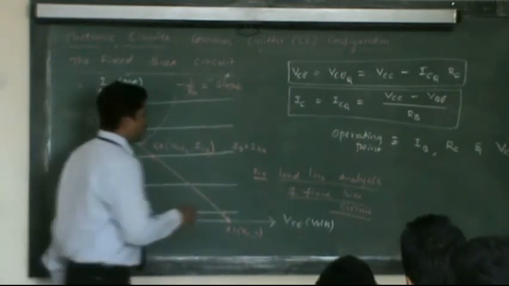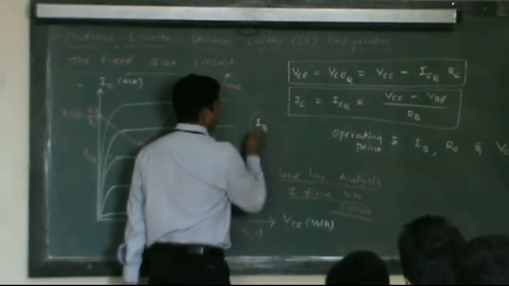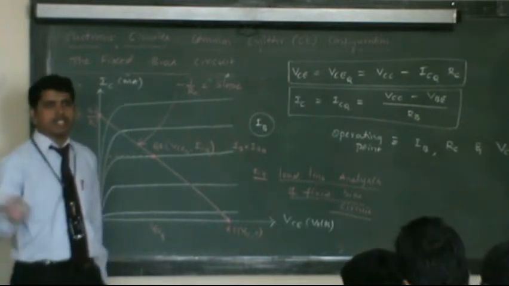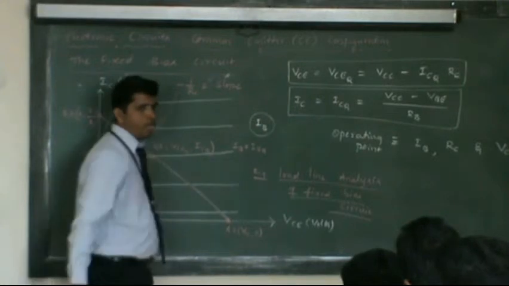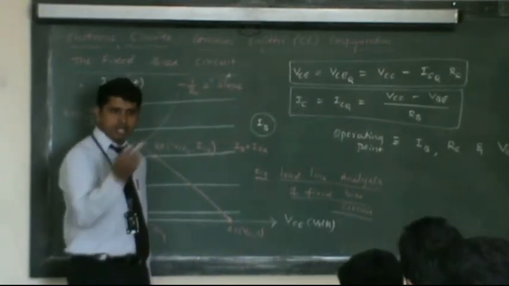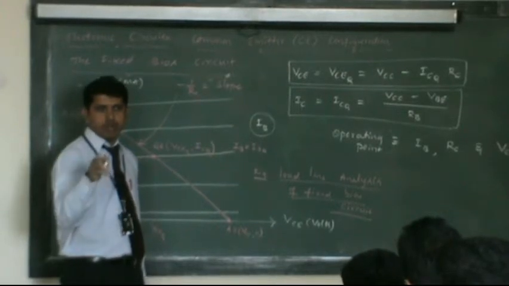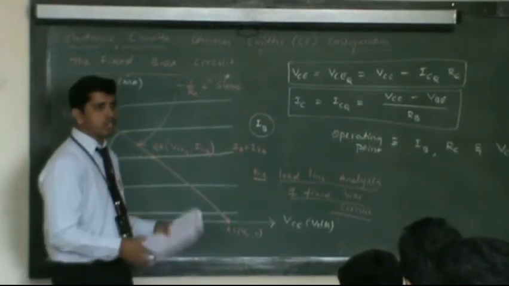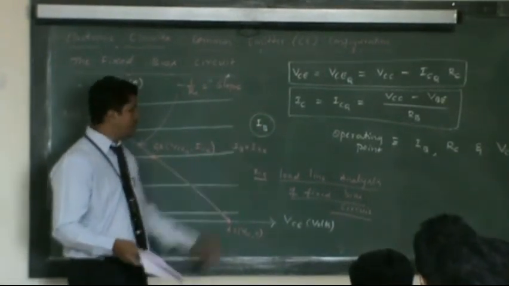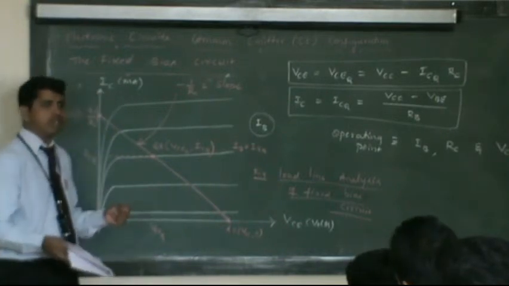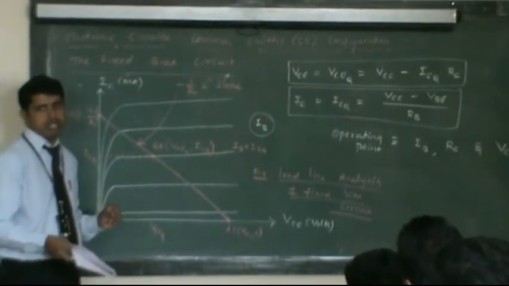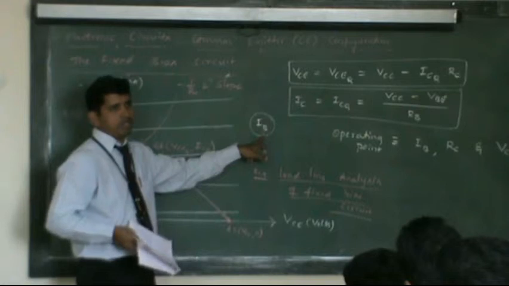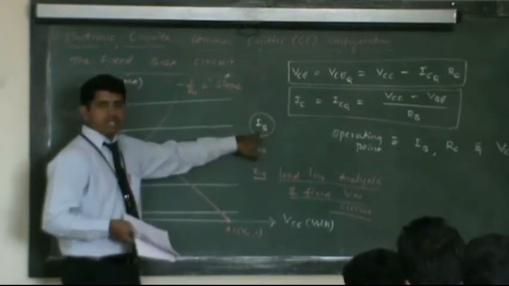Case number one is IB is changed, keeping all other parameters constant. I am keeping the supply voltage constant and RC constant. I will change IB. How to change IB? Change the base resistor. In the circuit, you see exactly where IB flows, through the base. If you change RB, obviously IB will change. If you decrease RB, a smaller drop will take place across it. So IB can be decreased or increased depending upon the variation of the base resistor, keeping all other parameters constant.